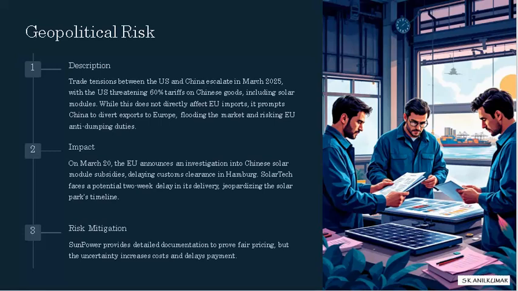So what will Europe do? Europe had announced an investigation into the Chinese solar panel subsidies. Because of that, there is a delay in customs clearance in Hamburg. So SolarTech faces a potential hold on its shipment, which is meant for its solar farm. So it will jeopardize the timeline.